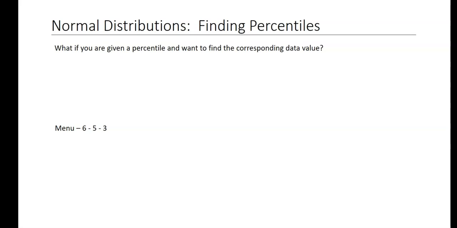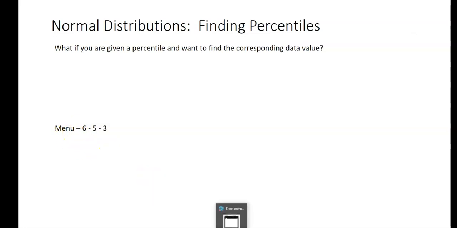Okay, so we're on part 3. I think we're still talking about the normal distribution. We're kind of going to do things backwards today. Instead of starting with the value, we're going to start with the percentile. So when you're given a percentile, you want to find the value, so go menu 653.